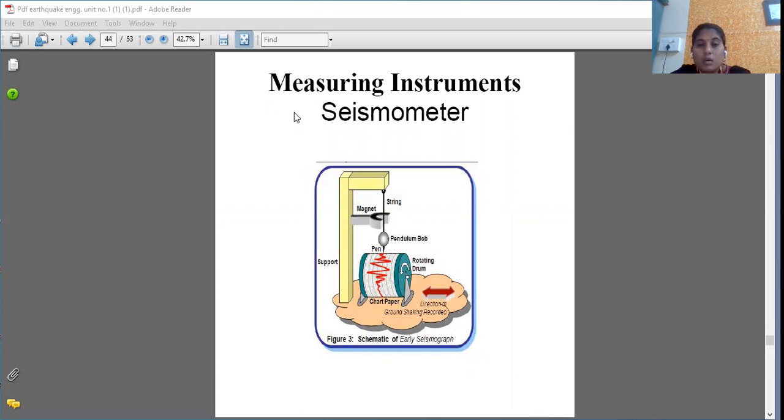Okay. So what is this seismometer? Why do we have to use this seismometer? What are the components of seismometer? Can you please tell me? Can anyone tell me? Why is the seismometer used? What do we use a seismometer for? For what purposes? Anyone?